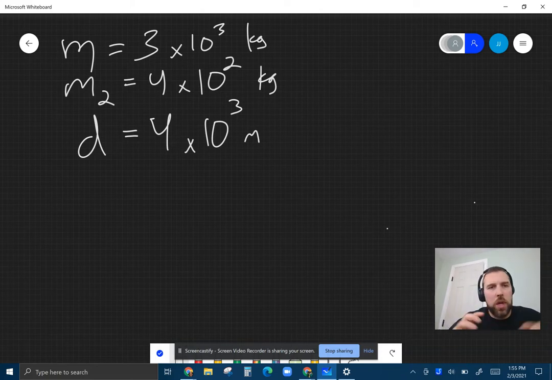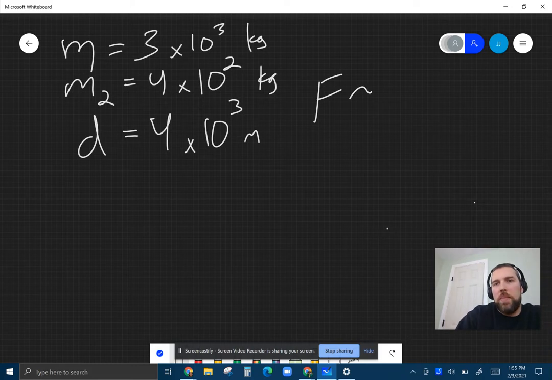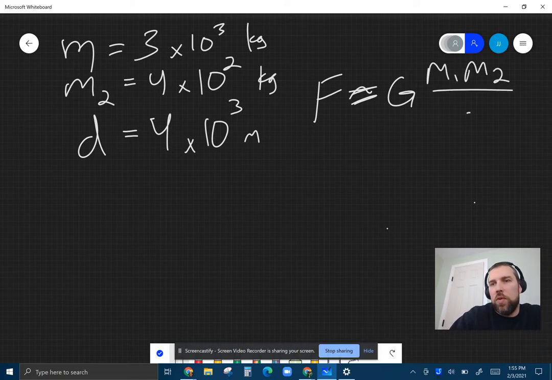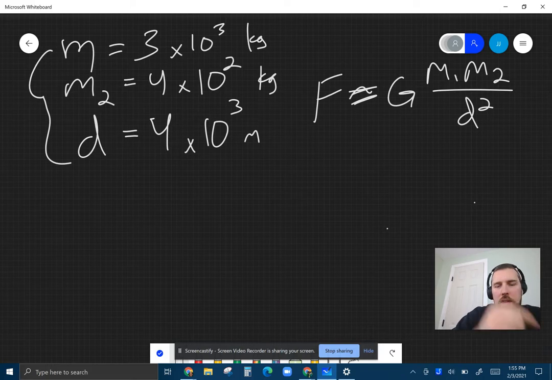Okay, and I want to start plugging this into the relationship we had here, because this is going to be equal to G, that gravitational constant thing, m1, m2 over d squared. Okay, so how do we do this? I'm going to plug in these numbers first, and I just want to show you basically how to handle the fact that scientific notation is in these numbers.